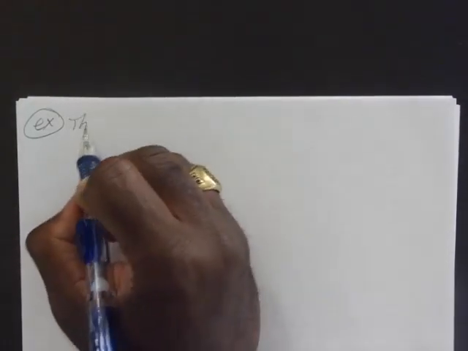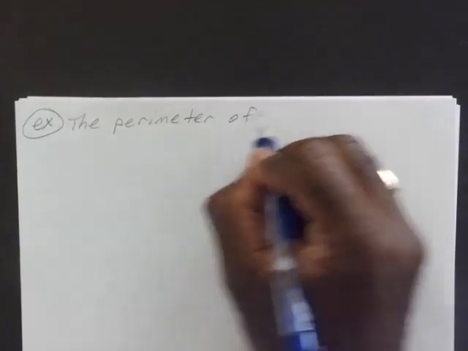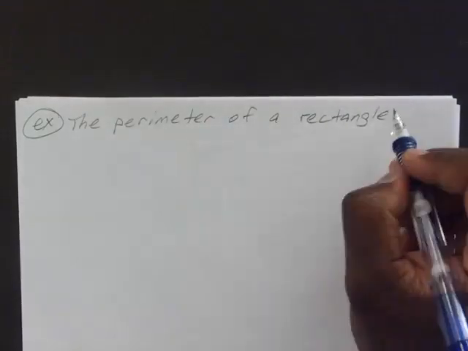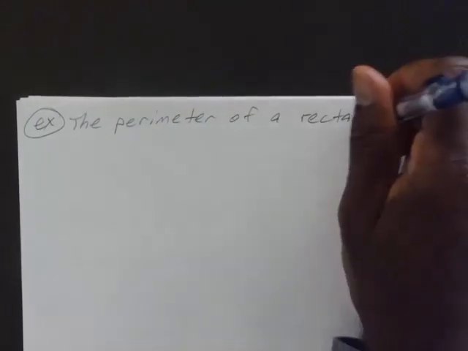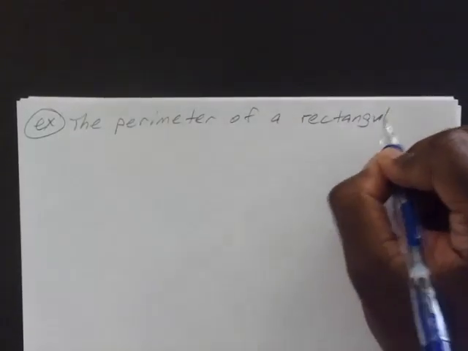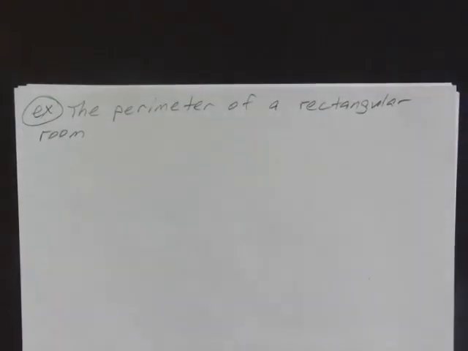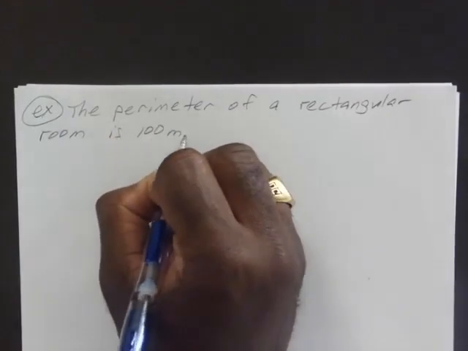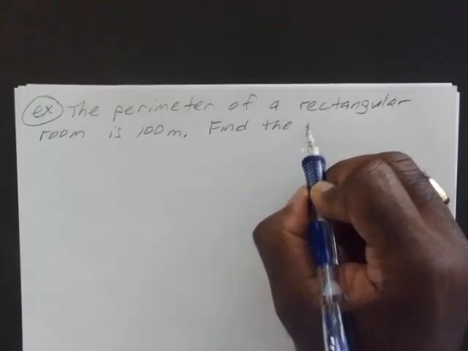All right, so let's say, for example, if we know that the perimeter of a rectangle, let's say a rectangular room, just to have it as an actual application. So the perimeter of a rectangular room is 100 meters. So we're going to find the maximum area.